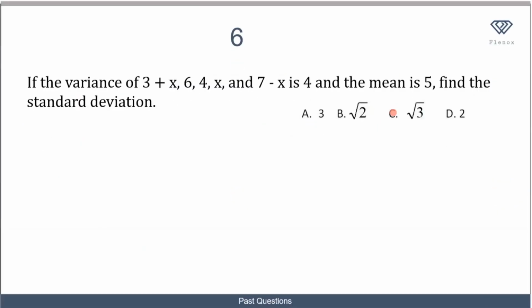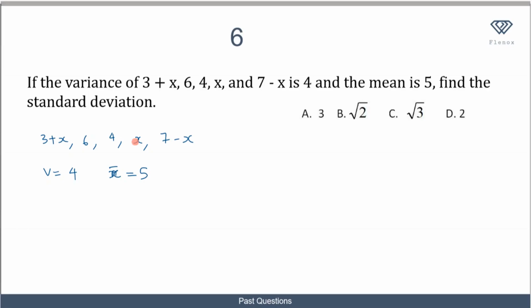In this example, we are told that there is a set of numbers: 3 plus x, 6, 4, x, and 7 minus x. We are told that the variance is 4 and the mean, or x bar, is 5. We are told to find the standard deviation.